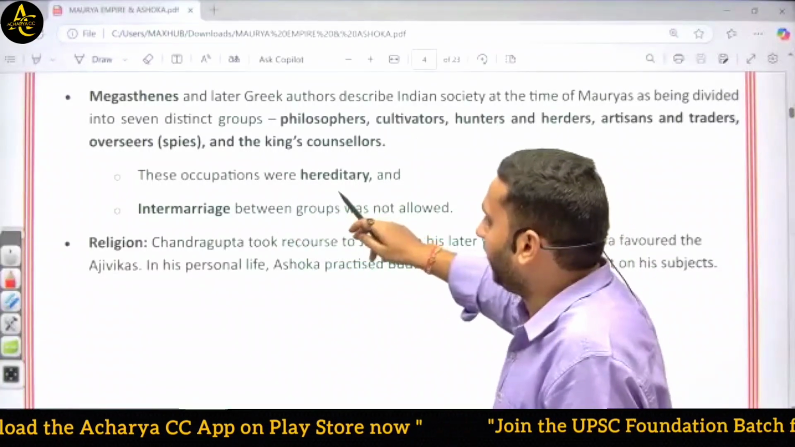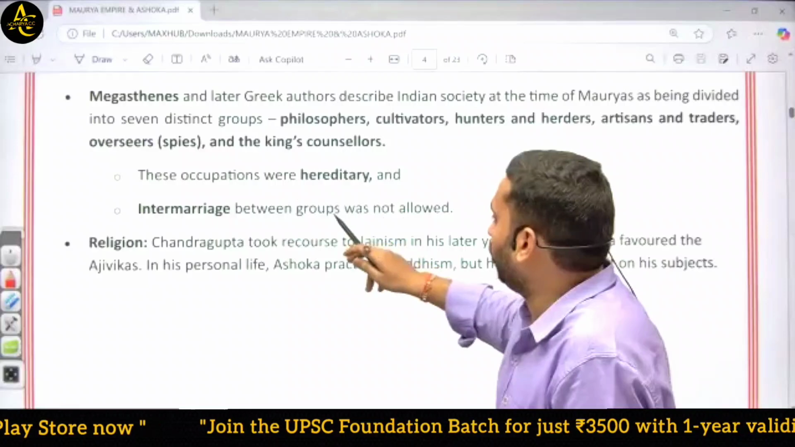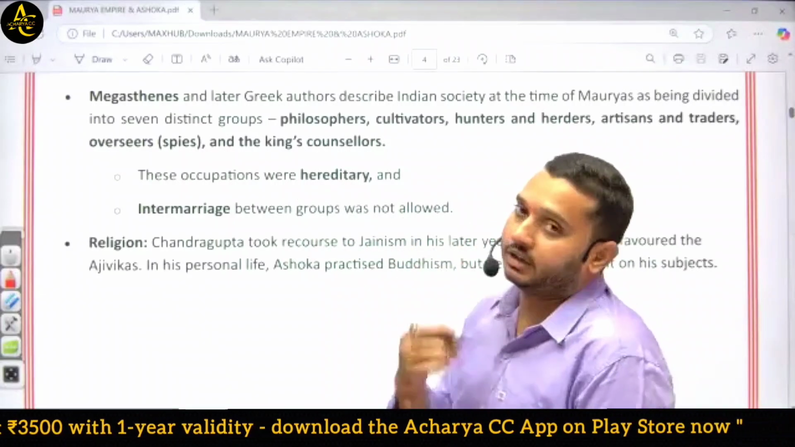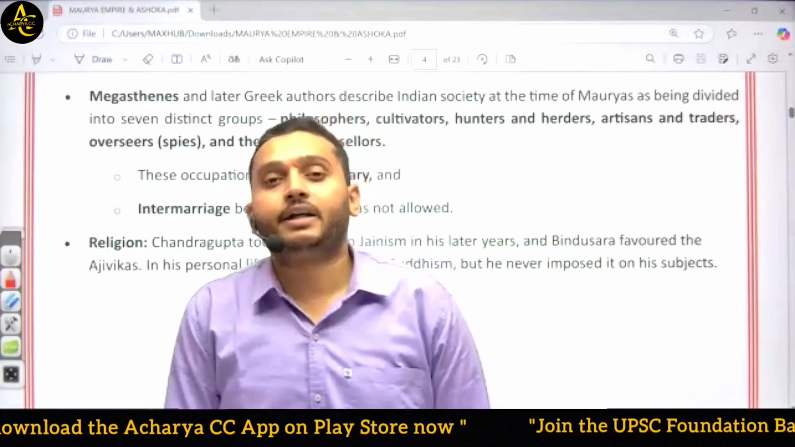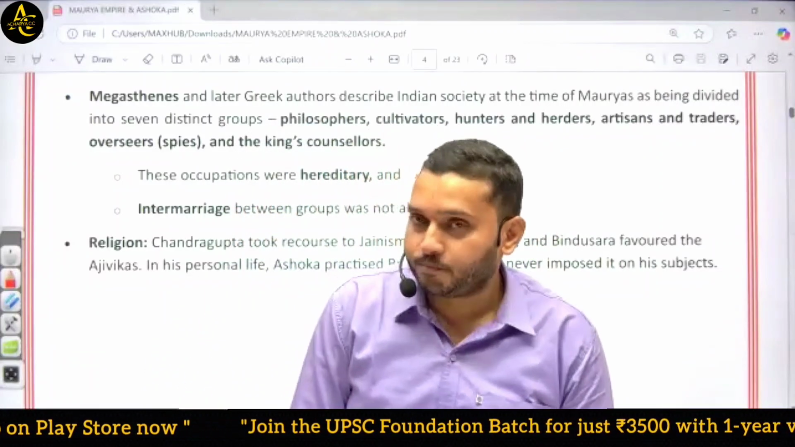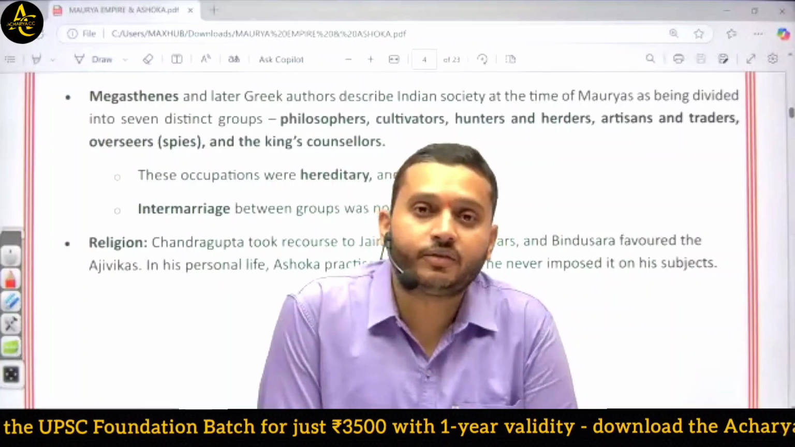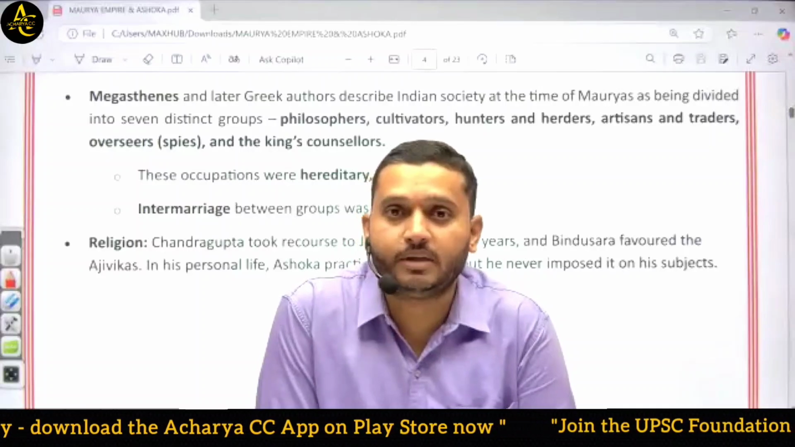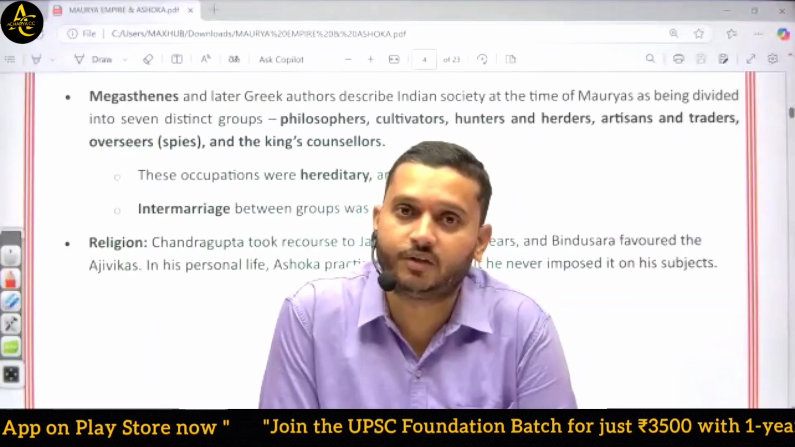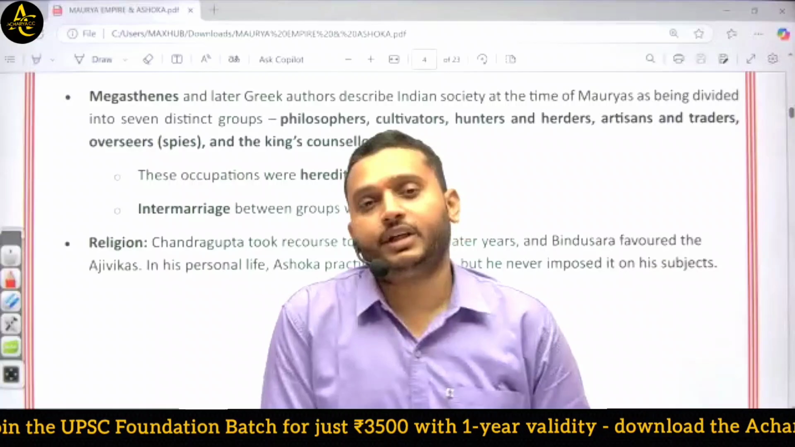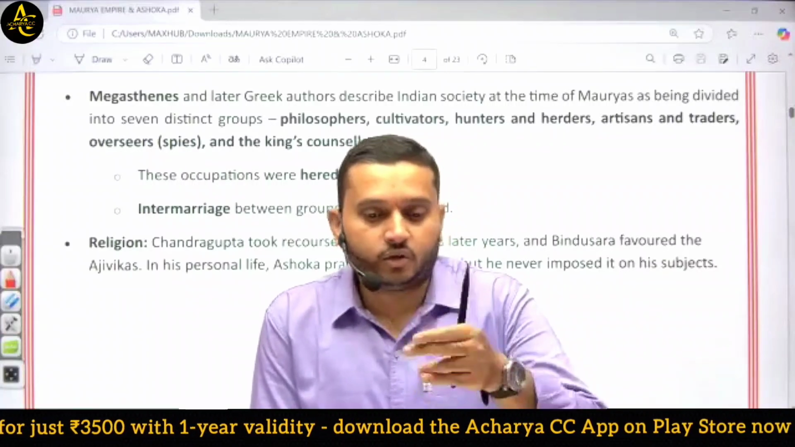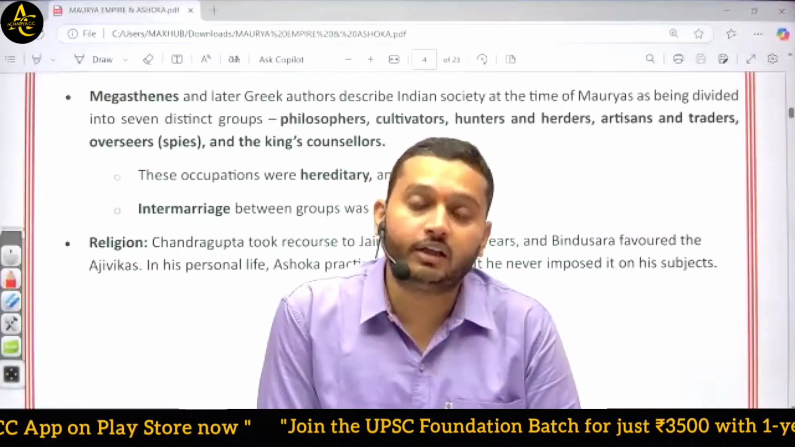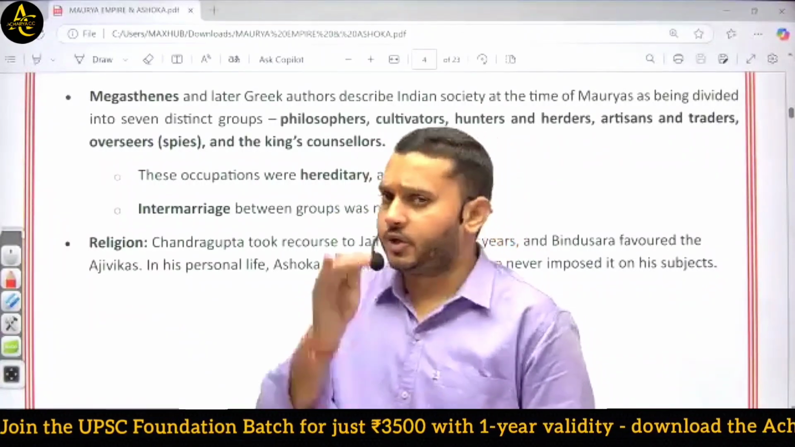These occupations were hereditary and intermarriages between groups were not allowed. Though Chanakya described in his book Arthashastra that children born after intermarriages are known as Sudras or Varna Sankar. Varna means the Brahman Varna, the Kshatriya Varna, the Vaishya Varna, the Sudra Varna. And if there was any intermarriage, the son born after this marriage was included under the Varna Shudra. Chanakya mentioned this in his book.